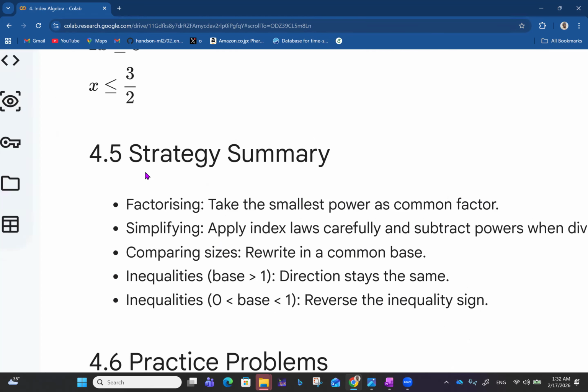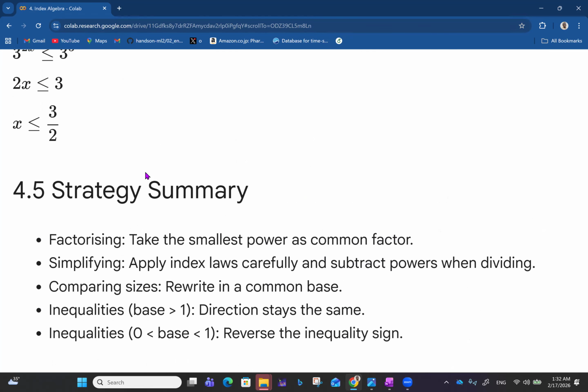So what's the strategy here? The summary for our strategy is: number 1, factorizing. You can take the smallest power as a common factor, simplify and apply index laws carefully, and subtract powers when dividing. Then, comparing sizes, rewrite in a common base like we've been doing. For inequalities with the base greater than 1, the direction stays the same. For inequalities with base between 0 and 1, you have to reverse the inequality sign, right?